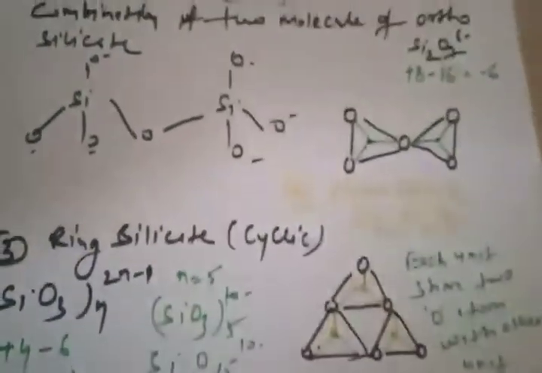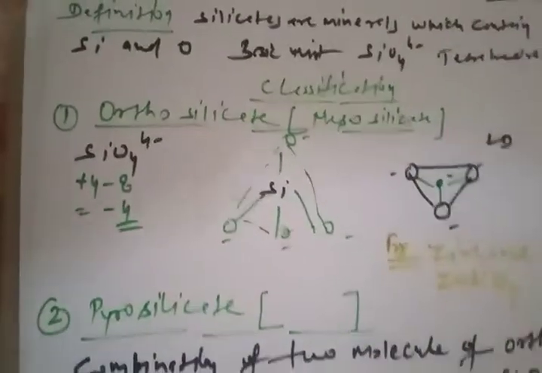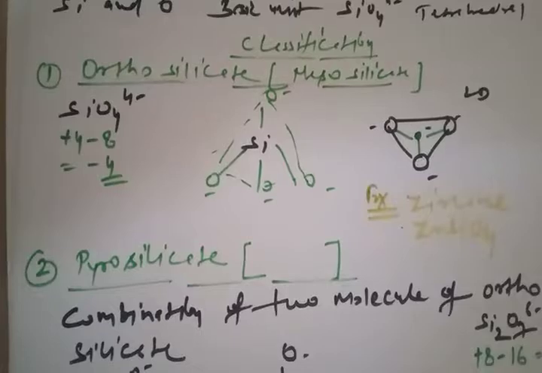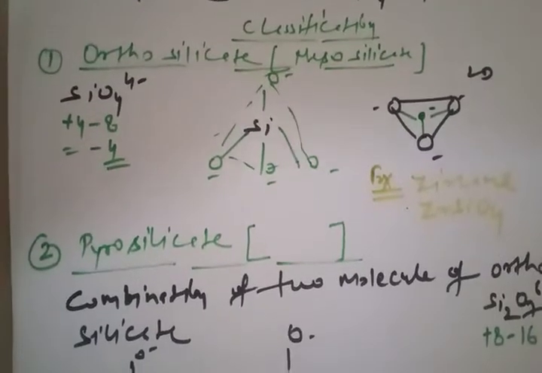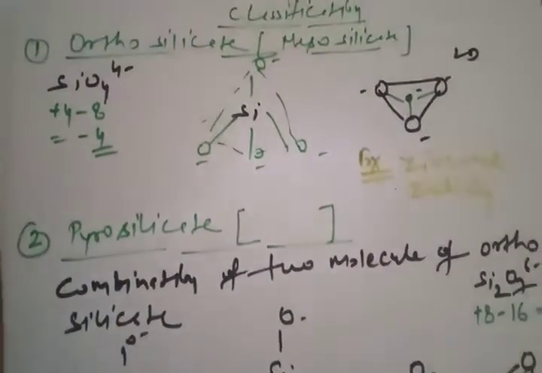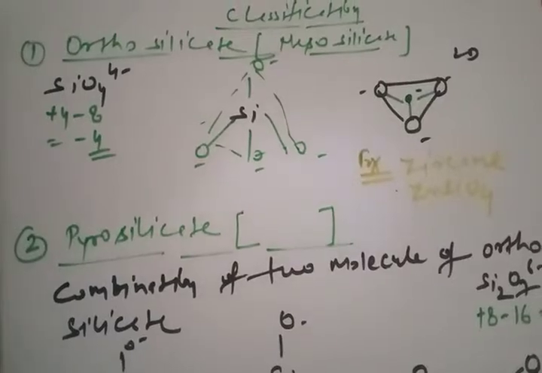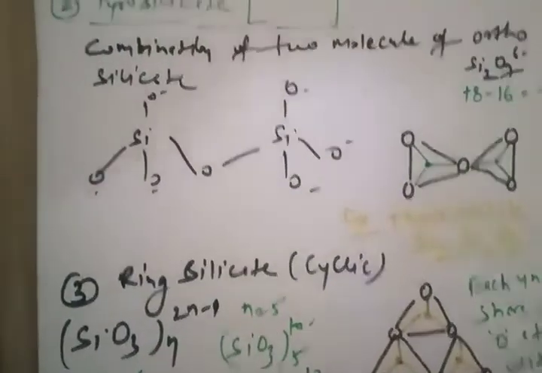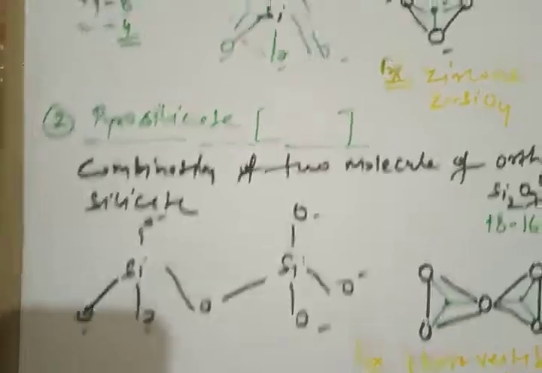So these are the three different types of silicates: orthosilicate, which is also called mesosilicate, pyrosilicate. Actually, I forget the other name of this pyrosilicate, and then we have a ring silicate that is also called cyclic silicate. Okay, so these are the three types. Next we will talk about the fourth one.